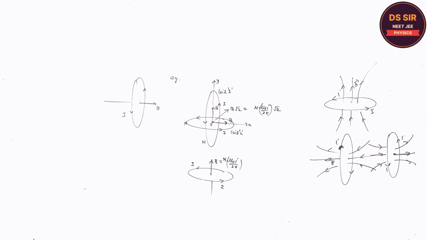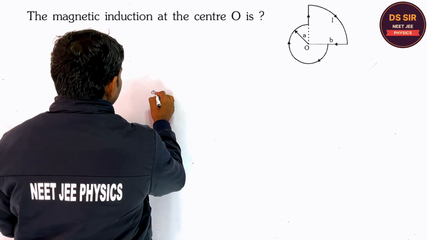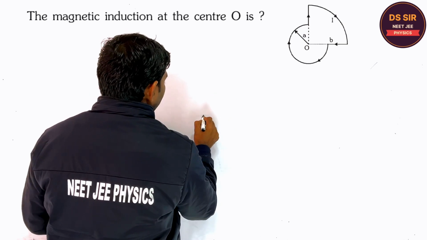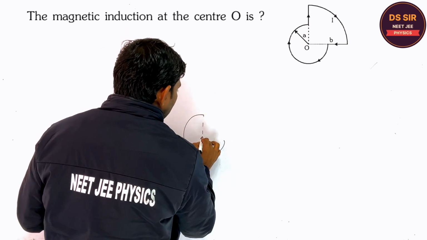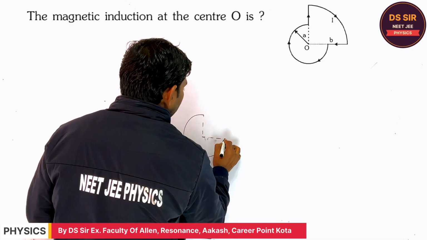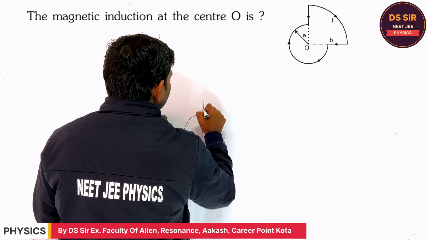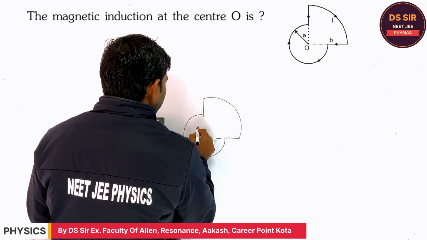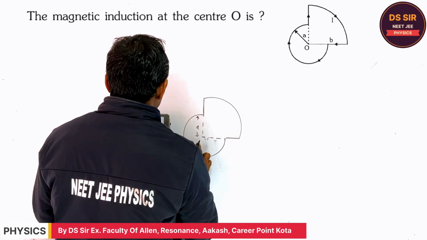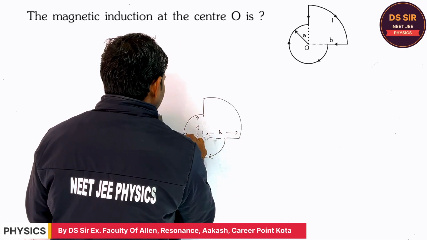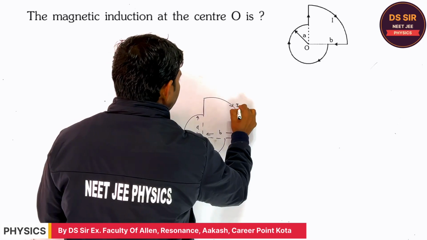Copy this. So read this question. The magnetic induction at the center in the given figure. This is the 3/4 of the circle. And then this is the another quarter of the circle. Its radius is A, its radius is B. The current is I in this way. Is it clear or not, you tell?